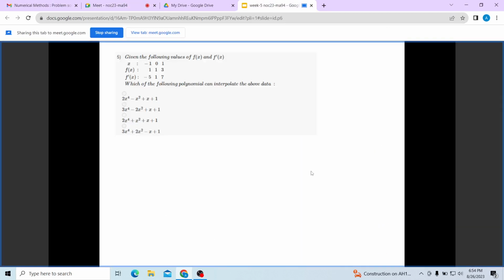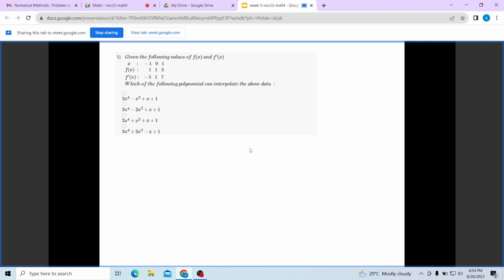So the next question is, given the following values of f of x and f dash x. Here you have been given the data points at x equals -1, 0 and 1, and corresponding to that you are given the function value at x, that is f of x, and its derivative, that is f dash of x. Okay, so which of the following polynomials can interpolate the above data? You have to find which of these polynomials, either a, b, c or d, can interpolate this data, that is x, f of x, and the corresponding f dash x.